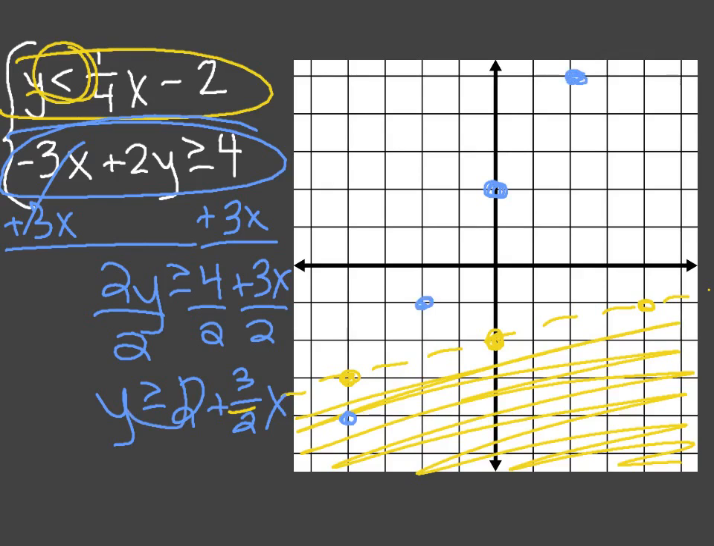And now I need to decide dotted or solid line. Well, it's greater than or equal to. That or equal to part tells me it's going to be a solid line. And then, since it's a greater than or equal to, I'm going to shade above the blue line. So again, I'm keeping my shading pretty light, but I'm going to shade everything above the blue line.